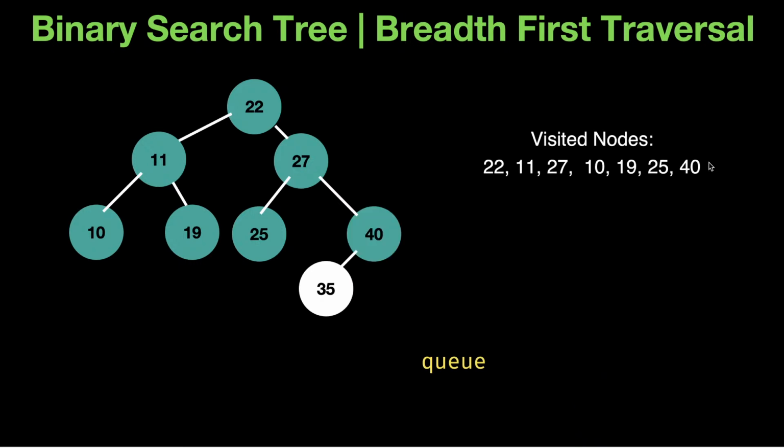And then take out 40 and visit it. 40 has one child, so we insert 35 into the queue, and then take out 35, visit it, and it doesn't have any child, no left child, no right child, so we do not insert anything here. And then finally when we want to dequeue something, we discover that the queue is empty, right? So if the queue is empty, we know that the breadth first traversal is complete, and we just stop here. Basically this algorithm is also O of n. I do not have to explain that because you have to visit each and every node once.